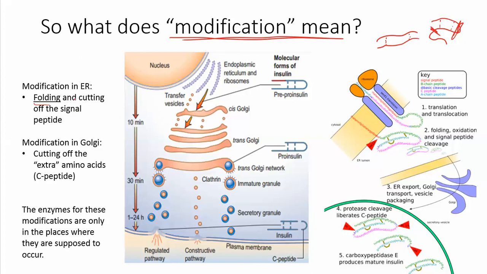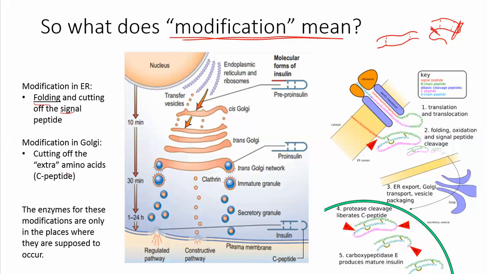Okay, folding, cutting off the signal peptide, that's what I was referring to here, is the signal peptide. This is saying, hey, I need to go to the ER. That sounds like the emergency room, but that's what it has to do. It has to go to the endoplasmic reticulum and it has to attach there. And so after it's made, it gets cut. Okay, so that's one of the things.